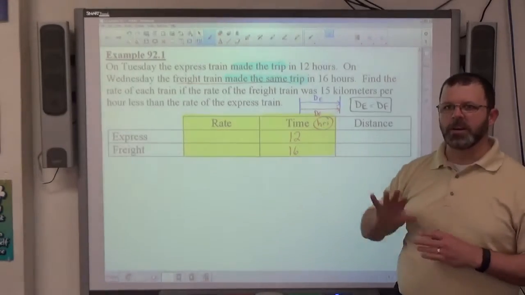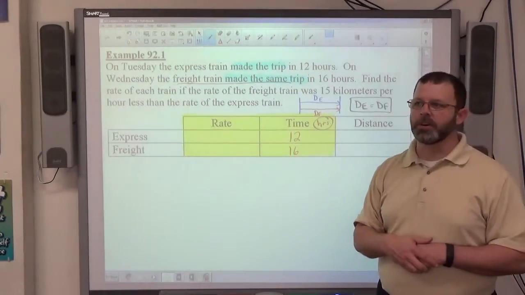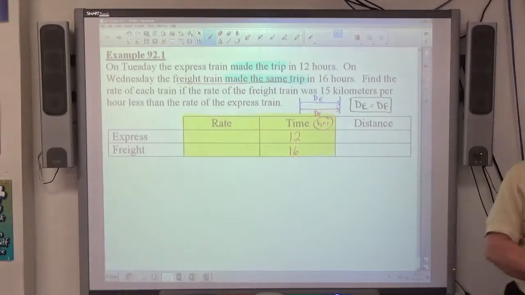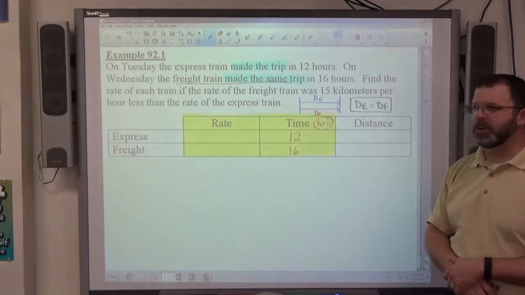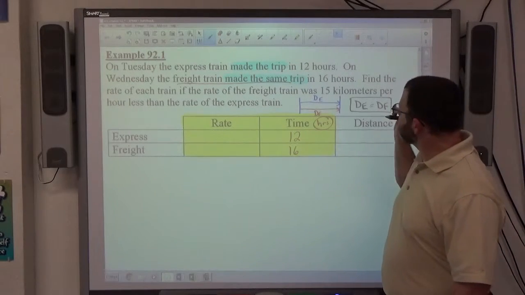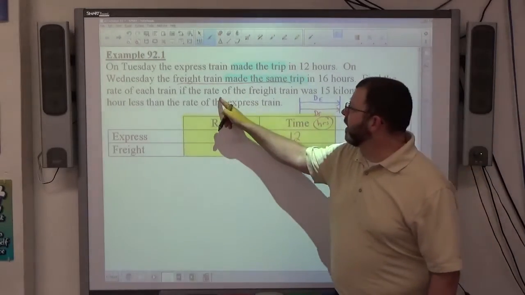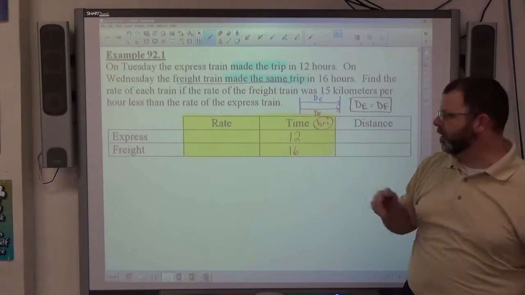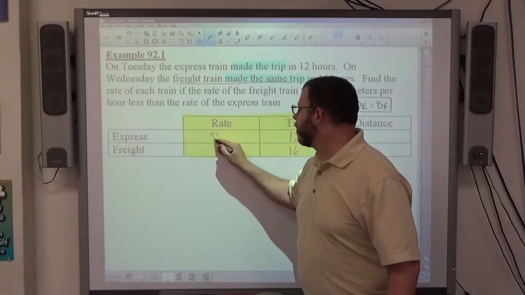That's how it works in a car. You push the gas harder, you get there faster, unless you get pulled over, in which case it might take more time. Don't get pulled over because you're going too fast. There's my disclaimer for the day. Do not drive too fast on the road, or you will get pulled over maybe. All right. Find the rate of each train if the rate of the freight train was 15 kilometers per hour less than the rate of the express train. So, I'm going to put an R for the rate of the express train.